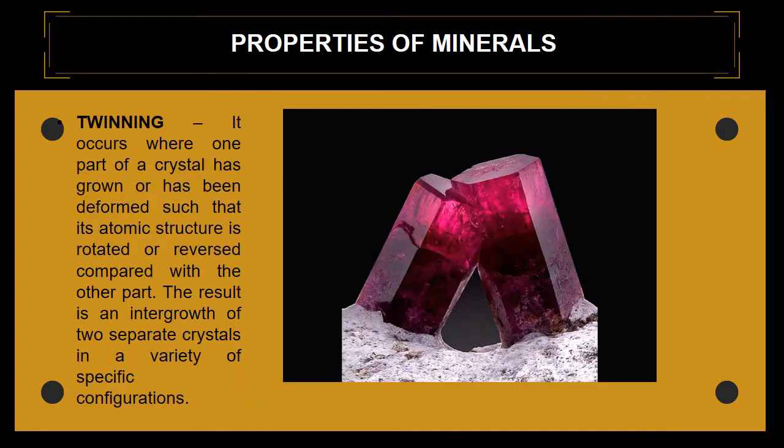So, next, we have twinning. It occurs where one part of a crystal has been deformed such that its atomic structure is rotated or reversed compared with the other part. The result is an intergrowth of two separate crystals in a variety of specific configurations. So, ibig sabihin dito is, in twinning, parang twin. So, kambal. Either reversed or rotated. So, dito sa example sa picture, that is reversed. Kasi nga, parang mirrored, actually. Kasi, di ba, punta siya sa left. Then yung bagong tubo is punta naman sa right. Pero the same lang yung crystal habit nila.